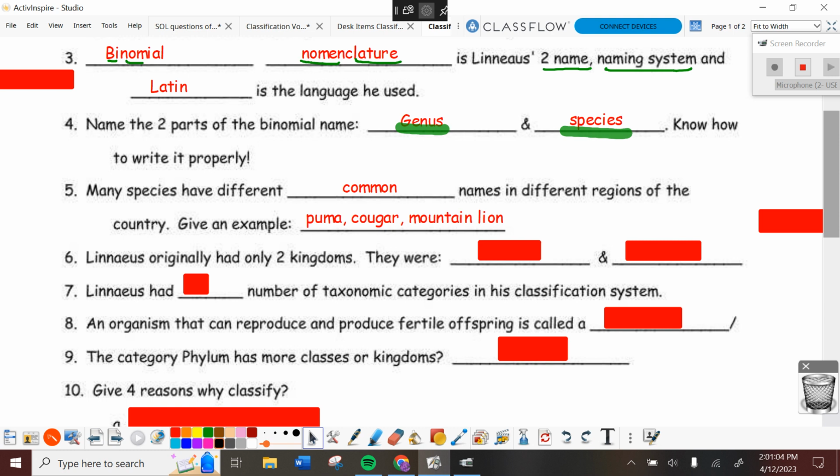All right, so Linnaeus originally had 2 kingdoms. What were the 2 kingdoms that we started with? We're now up to 6, by the way. What were the 2 original kingdoms? What 2 kingdoms did we have? Nope. What are we? Humans. What kingdom are we in?